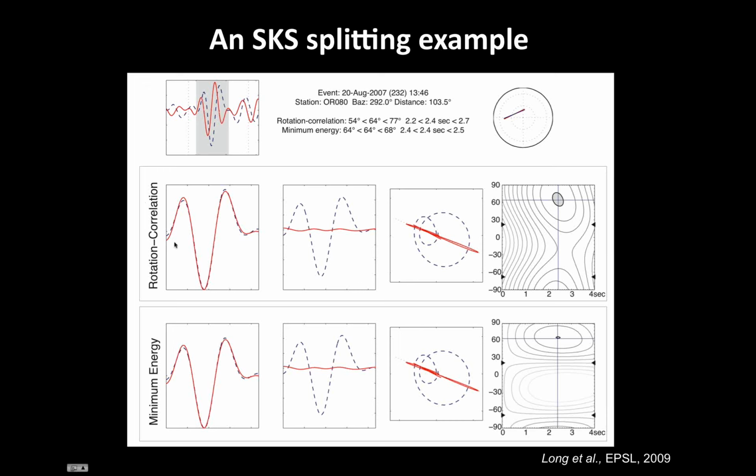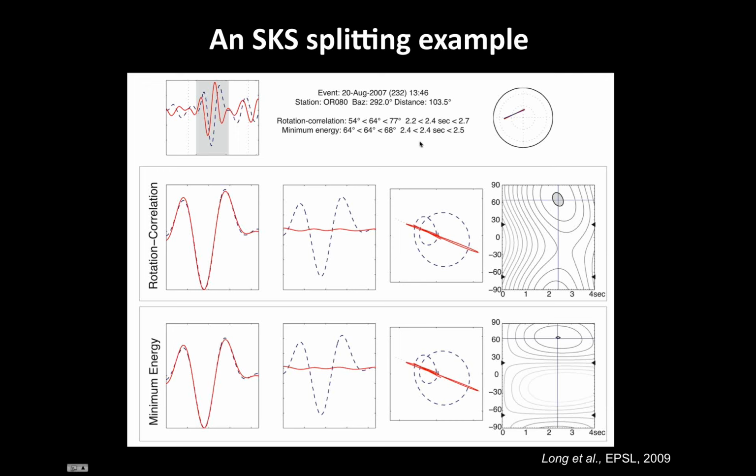We use two different splitting measurement methods, the rotation correlation method and the Silver and Chan transverse component minimization method, to try to measure these splitting parameters. This is just a really nice example. Here, what's being shown in these panels, these are the corrected waveforms, so you can see that the energy on the transverse component has been almost completely removed. Here's the uncorrected particle motion, which is strongly elliptical, and the corrected particle motion. And both methods yield the same set of splitting parameters, a fast direction of 64 degrees and a delay time of 2.4 seconds. So this is a really nice, beautiful, clean example of SKS splitting.